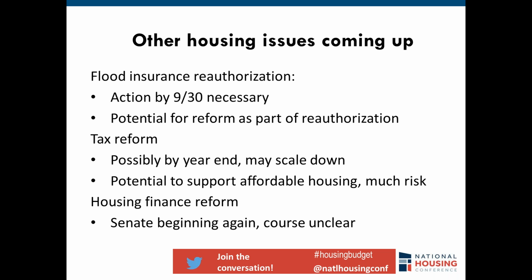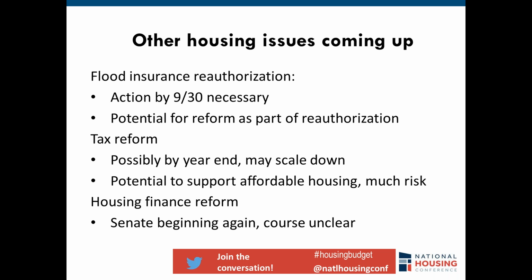Another issue is tax reform. I mentioned the low-income housing tax credit. That's a big issue for affordable housing. It's really unclear what the path for that will be. It depends a lot on how healthcare and some other congressional issues work out. It has the potential to really expand support for affordable housing, especially because there is a great bill right now to expand and improve the low-income housing tax credit.